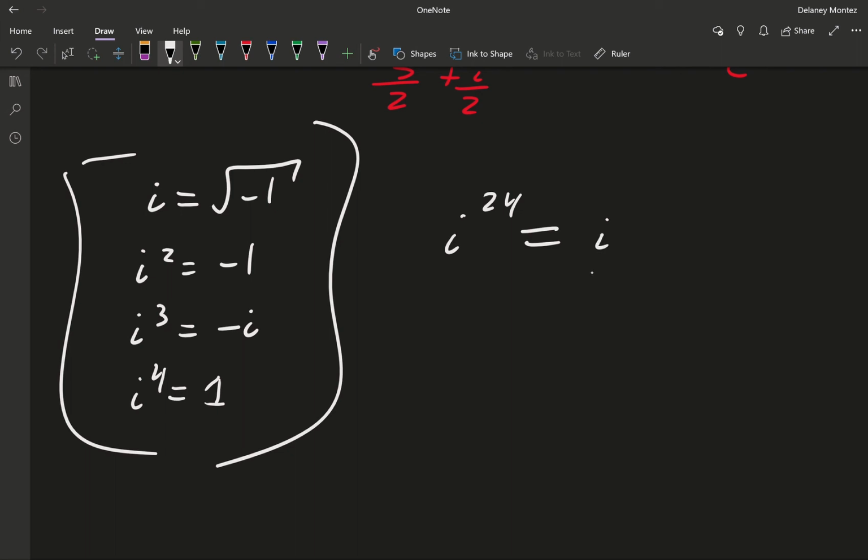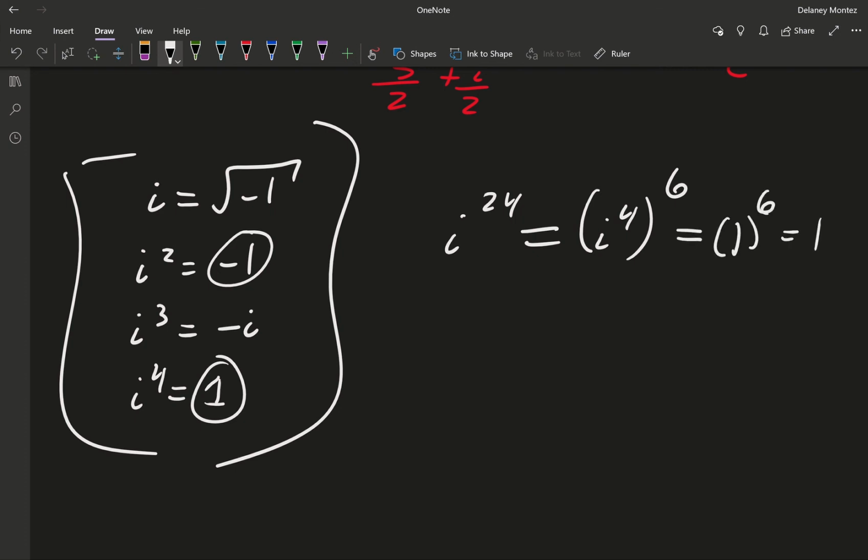So we know this is i to the 4. The idea is you want to get it into one of the terms you know, preferably one of these, right? A 2 or a 4. So i to the 24 is the same as i to the 4 to the 6, right? Because 6 times 4 is 24. So this is really 1 to the 6, or just 1, right?